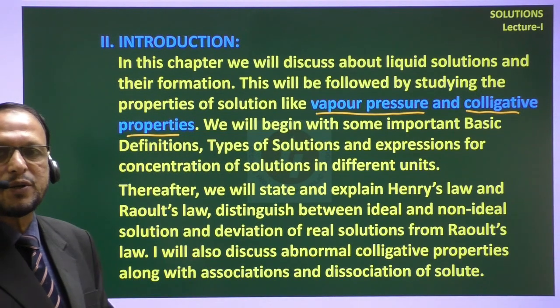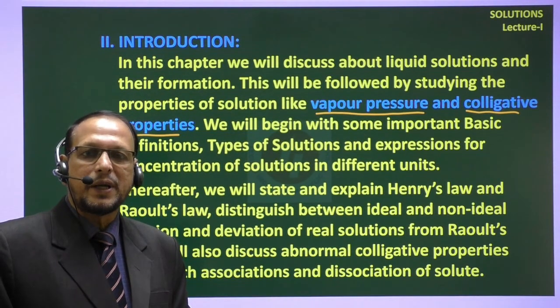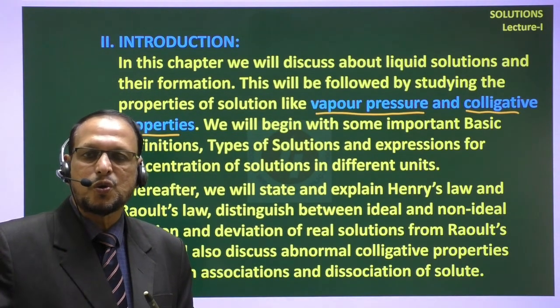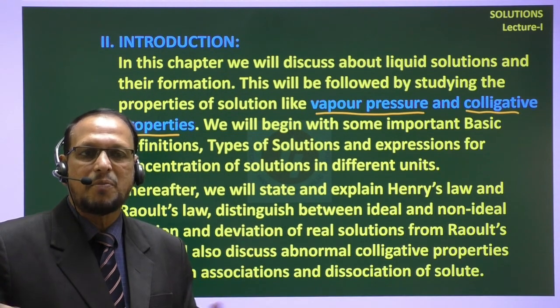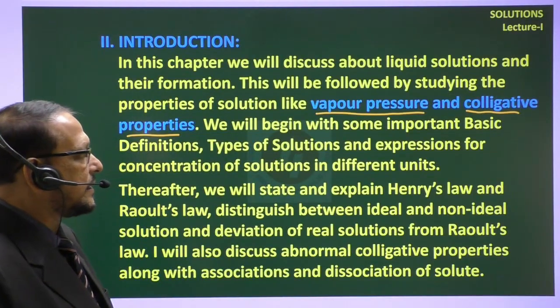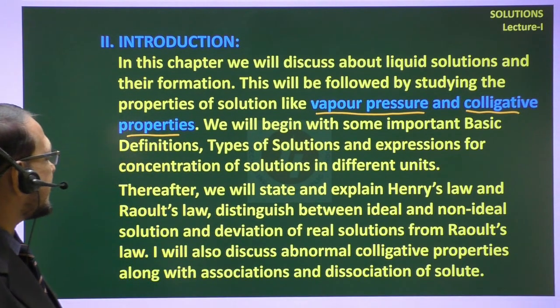And colligative property, I told you, is the property which depends on the number of particles, not the nature of particles. Whether it is glucose, sucrose or sodium chloride doesn't matter. It depends on the number. How many? 1 mole, 2 moles. So that depends on the number of particles, and that is the colligative property. We'll begin with some important basic definitions.